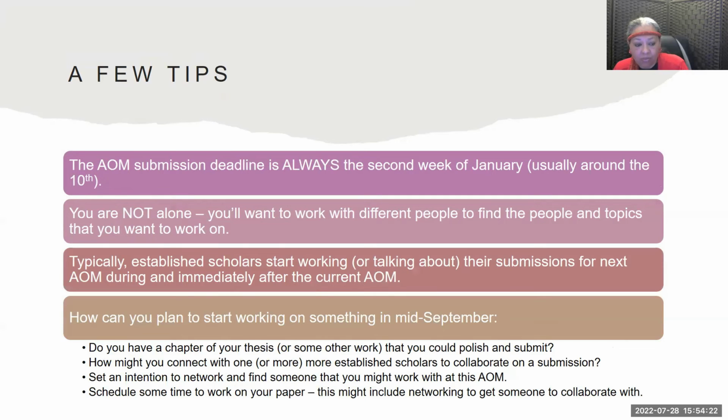The last few tips are that the AOM submission deadline is always the second week of January. So again, the best time is to start thinking now, and definitely once we know the topic. Do we already know next year's topic? I don't think so. I was looking on the website. I didn't find it, but I may not have looked well enough. Usually it's the first or second week, like January the 12th or something.